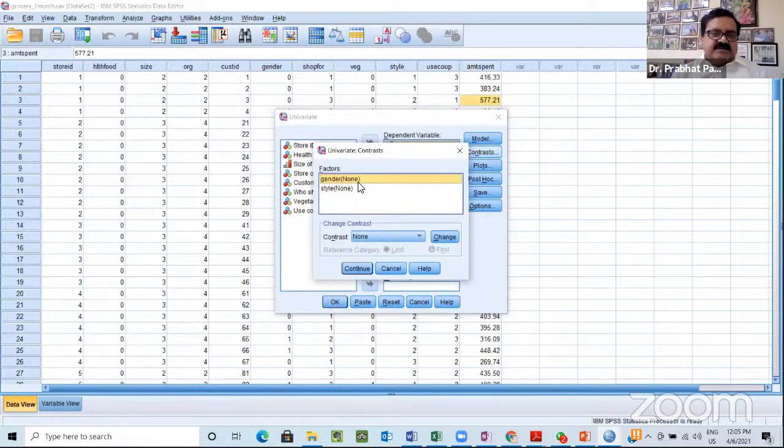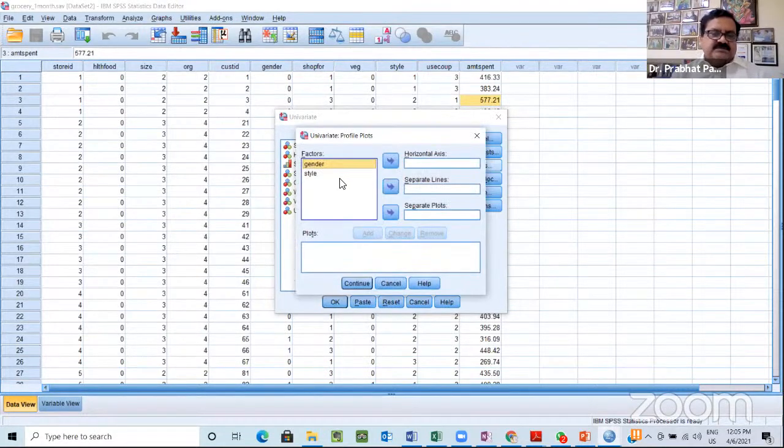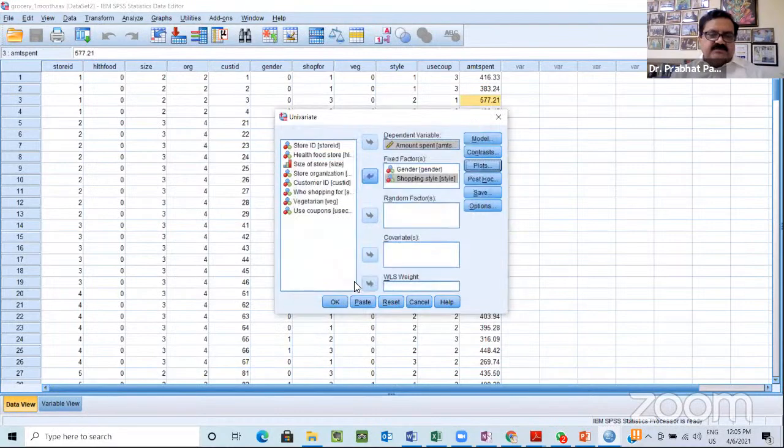So we'll say contrast; let's see if there are any contrasts that we can create. We are not looking for any contrast. We'll go to the plot. Yes, we would like to have a plot, as it helps us. So we'll separate the lines based on gender and give the horizontal axis as the style, and add it. So the gender and style interaction will be there. We'll say okay.